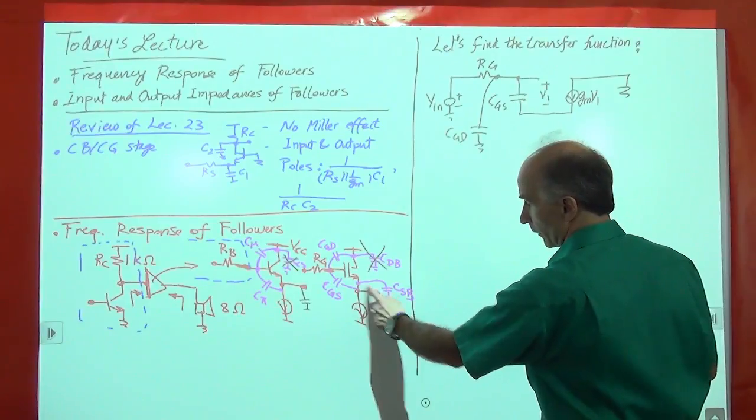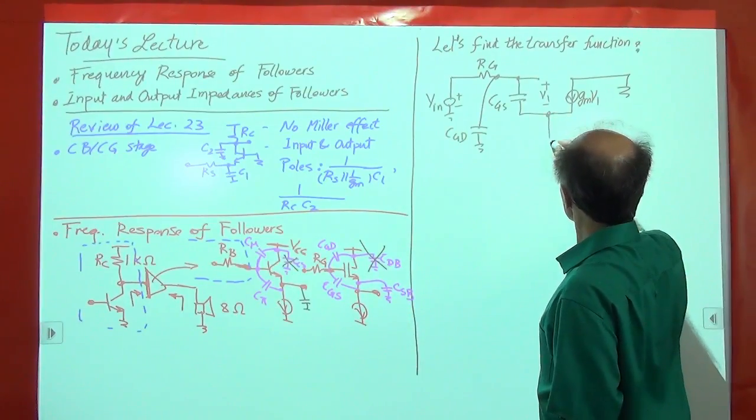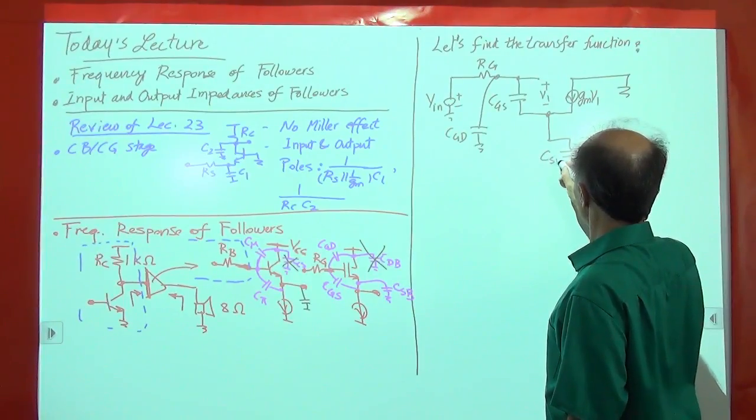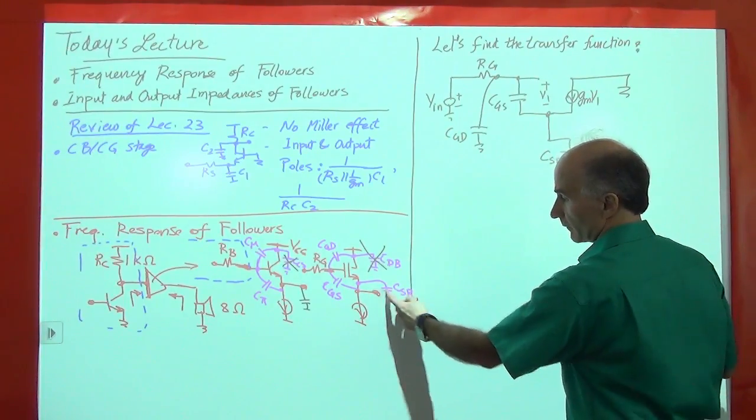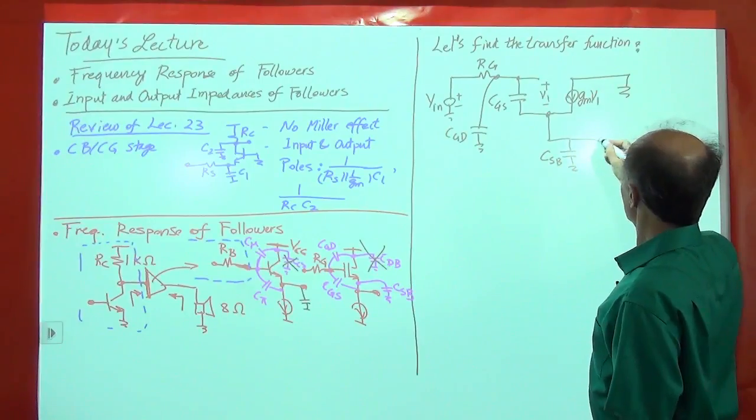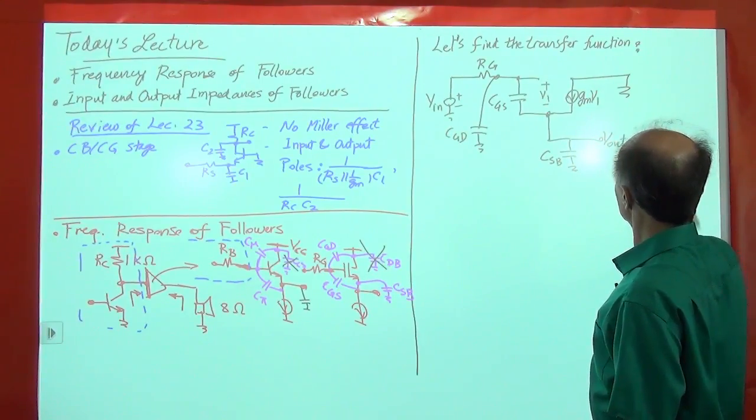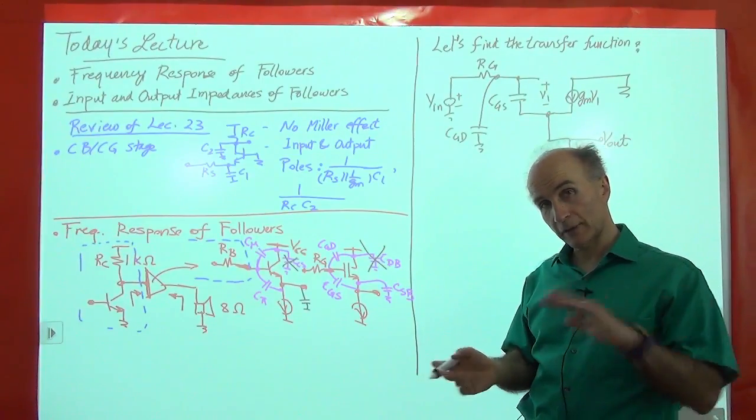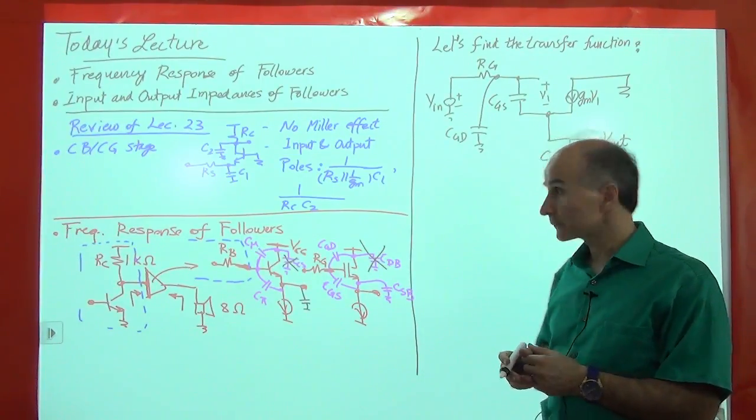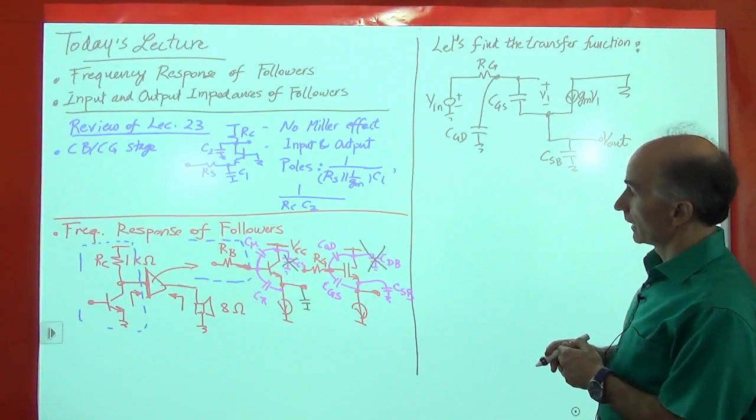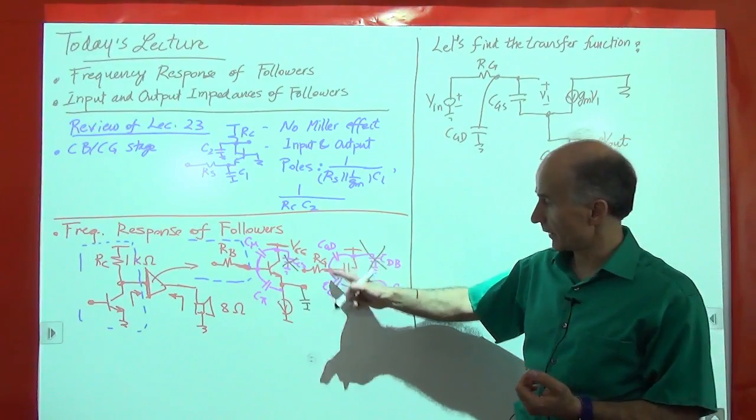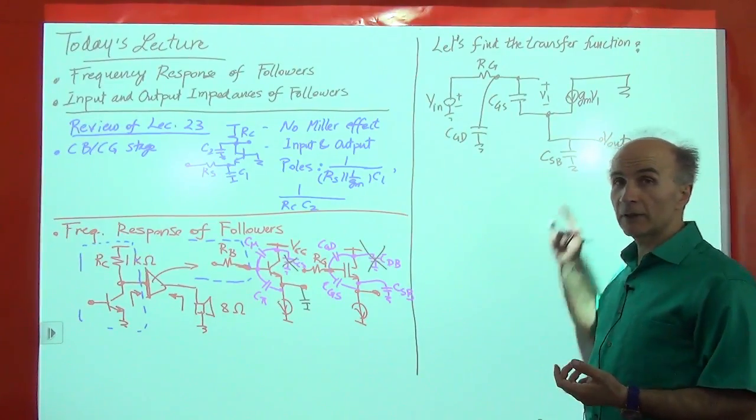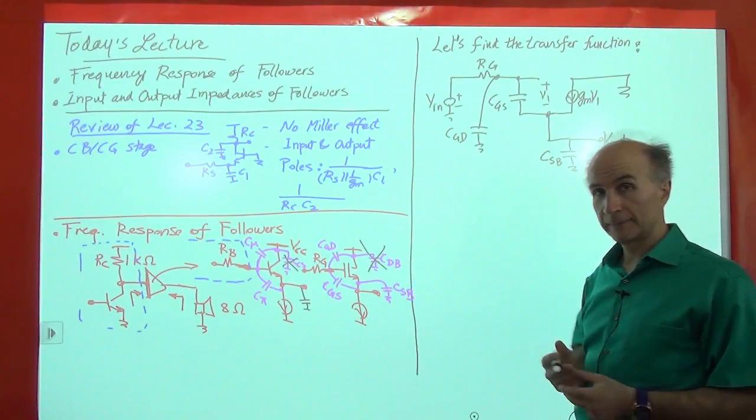Then we have a cap from the output node to AC ground. So here's a capacitance from the output node to ground, CSB. The output voltage is taken from the source. So here's the output voltage. And this current source is assumed to be ideal, so it just becomes an open circuit. It's gone. We have three capacitances that are important, right? These three. And our objective is to find Vout over Vin.